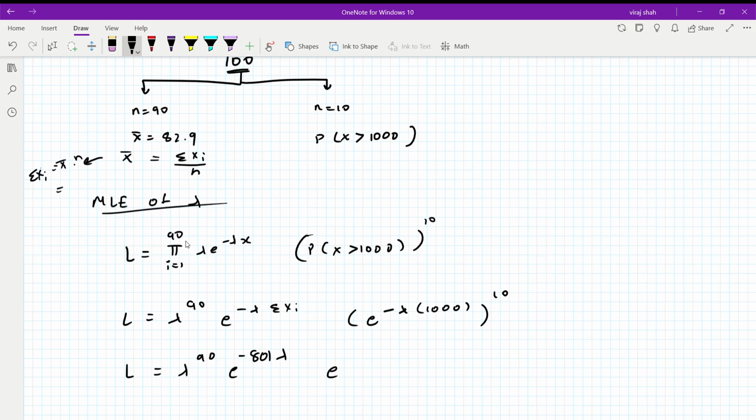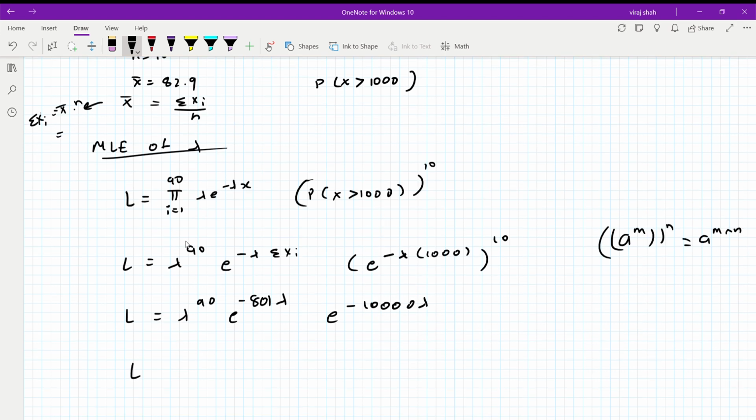Now, a raised to m, the whole raised to n: what is the formula? A raised to m into n. Similarly, this would be e raised to minus lambda 1,000 into 10, which would be nothing but 10,000. So this would be 10,000 lambda. Cool. Let us combine. It would be lambda raised to 90, e raised to minus 10,000 plus 801, that is 10,801 lambda.